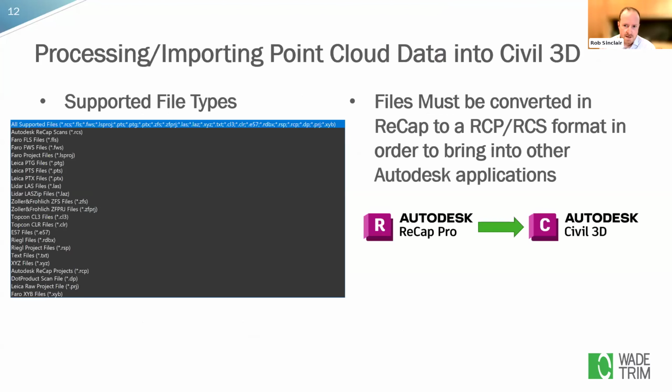When we import this point cloud data, there's various file types that we can bring into Recap. So from all your normal software vendors like Leica, Faro, Riegl, Topcon, and so on, you can import those in, lots of different formats there. But the goal here is we need to get that data converted to an RCP or RCS format. So a Recap project or a Recap scan. And that's what the Autodesk applications are going to read to bring into the software.